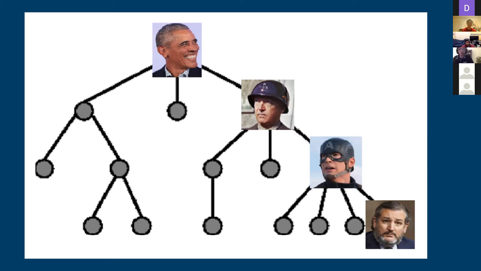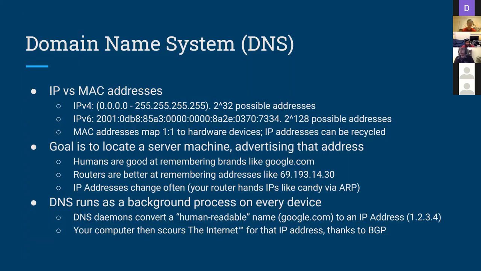Okay. Also, sorry, one more thing that I forgot to mention. Because your IP addresses can change often, it's important that you don't have to enter an IP address every time you want to go to a website, because your router can hand out these IP addresses and take them back very quickly, and it assigns them via something called Address Resolution Protocol, or ARP, which I think we can mention at the very end of the talk, if people are interested, but it is not a huge part of the bigger picture.